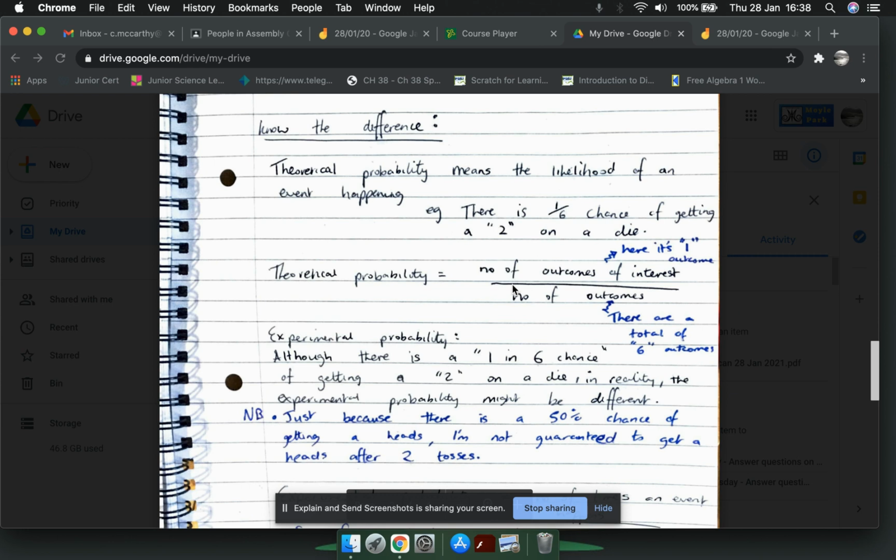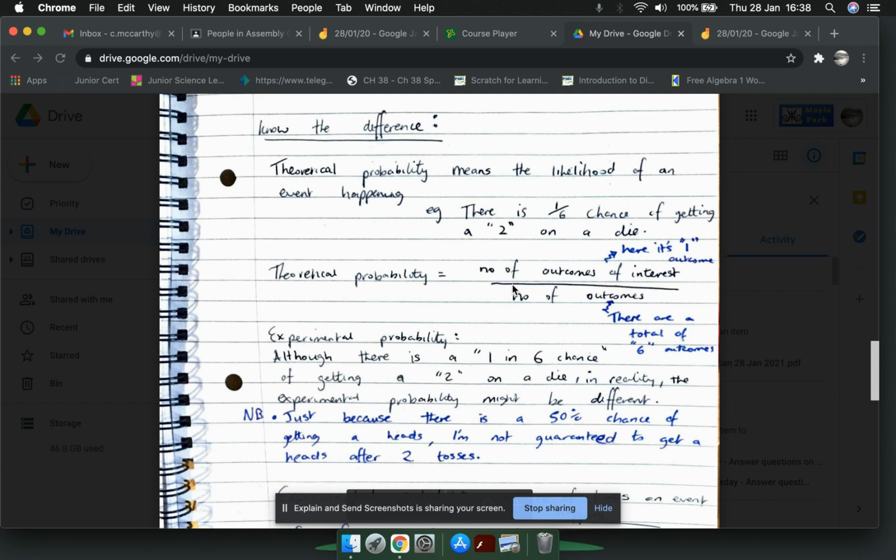If I told you, for example, what's the probability of getting a heads if I flip a coin, you'd probably tell me it's 50%. If I asked what's the chance of getting a 2 if I roll a die, you'd probably tell me it's a 1 in 6 chance, or 1 out of 6. So that is the theoretical probability.